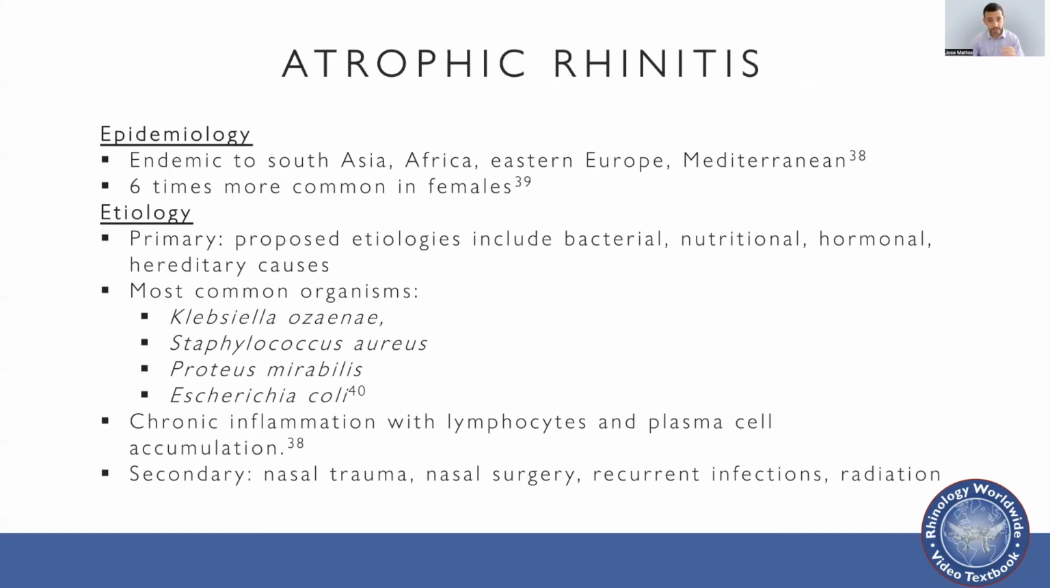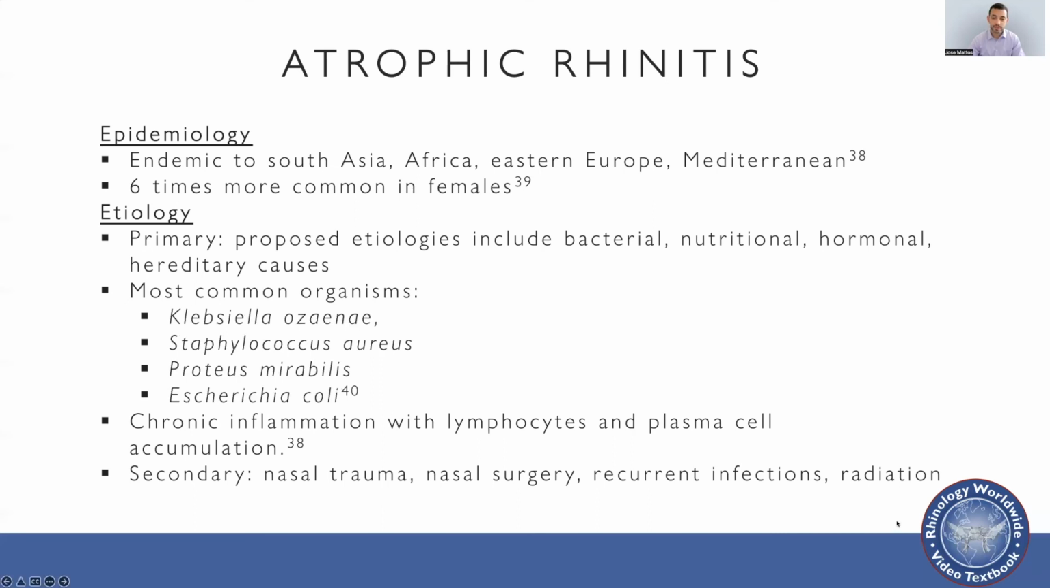Now, atrophic rhinitis is something that is endemic to South Asia, Africa, Eastern Europe, and the Mediterranean. It is more common in females. And the etiologies are proposed to include bacterial, nutritional, and hormonal causes, although the exact cause of atrophic rhinitis is unclear. However, the most common organisms are Klebsiella ozaenae, Staphylococcus aureus, Proteus mirabilis, and Escherichia coli. And chronic inflammation with lymphocytes and plasma cell accumulation is classic in these patients. Sometimes one can have secondary atrophic rhinitis, and that's due to trauma or nasal surgery, radiation, or recurrent infections.